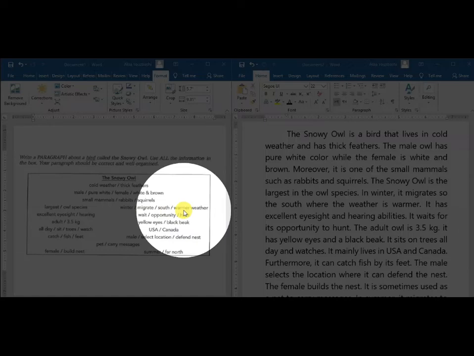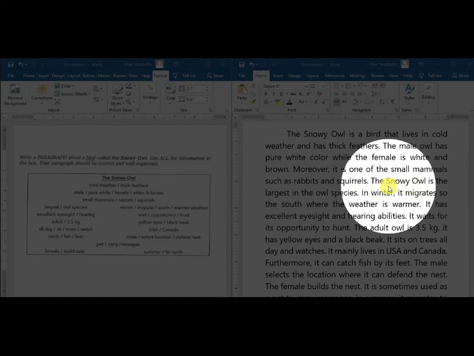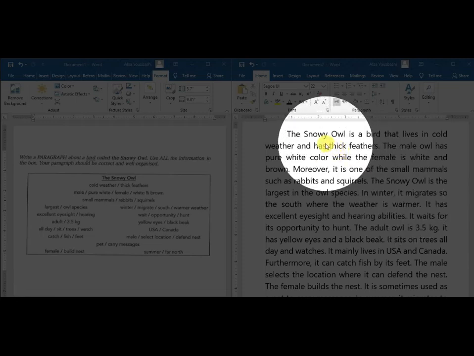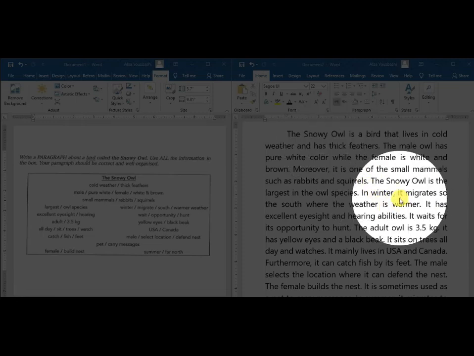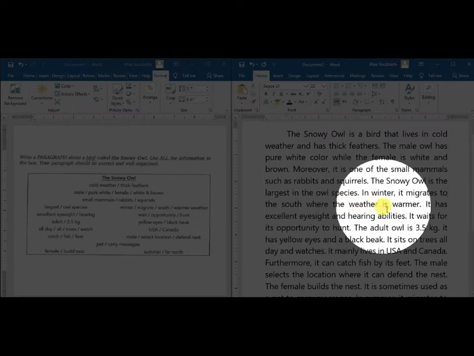This is the way you should be thinking in the exam. You read the piece of information and you try to think about it. What are they trying to say here? And later you just change it into a complete sentence. So in winter it migrates. You can see here I'm saying it instead of saying the snowy owl. What is it? It is the snowy owl. I didn't say he or she, so be careful about this. So it migrates to the north. So here we have a mistake. So it migrates to the south where the weather is warmer.